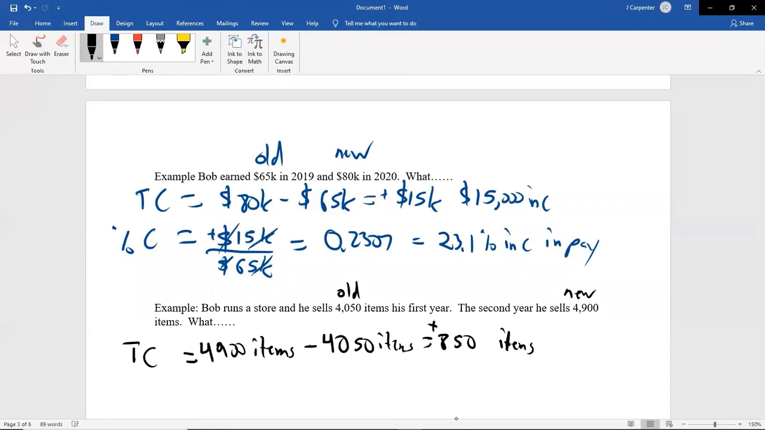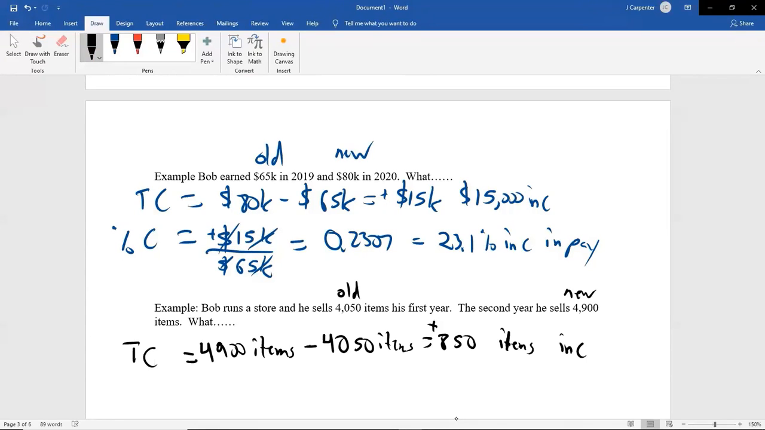As I said, writing this up by hand, we tend to like to see the plus in this course. When you put in your answers in MyMathLab, you probably don't want to be putting that plus in there. So that was an increase in the number of items he sold. I'm not saying he made more money. I'm just saying he sold more items.